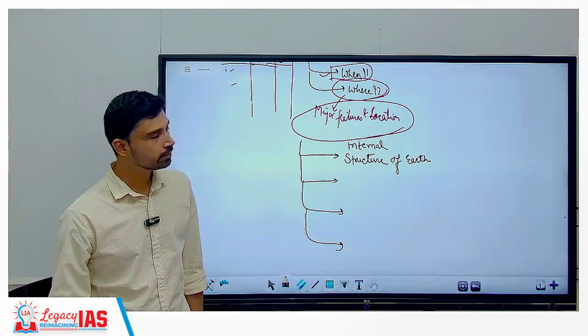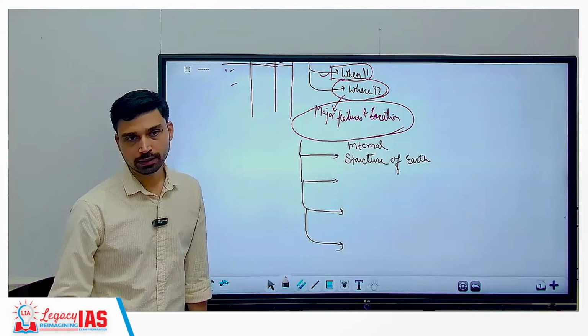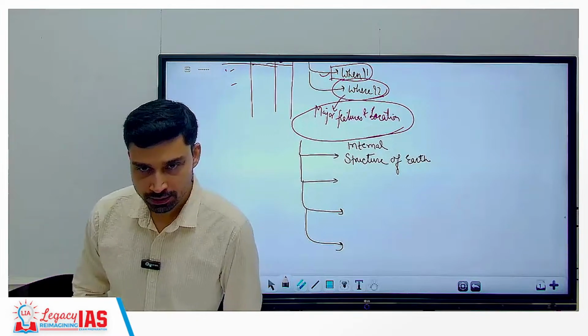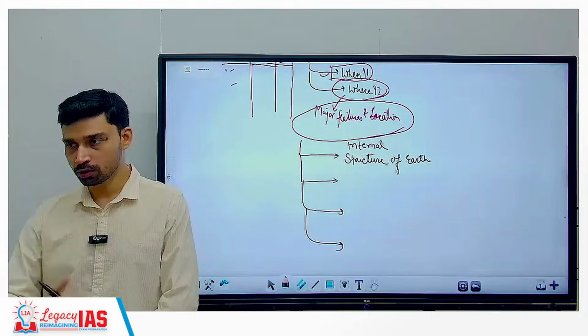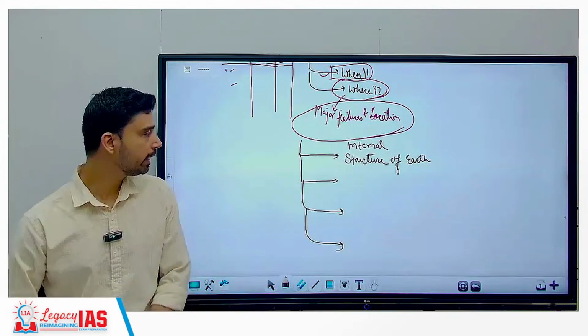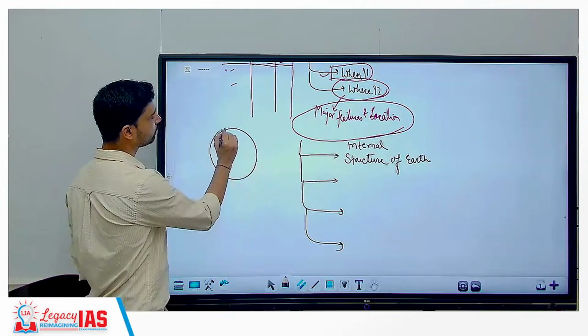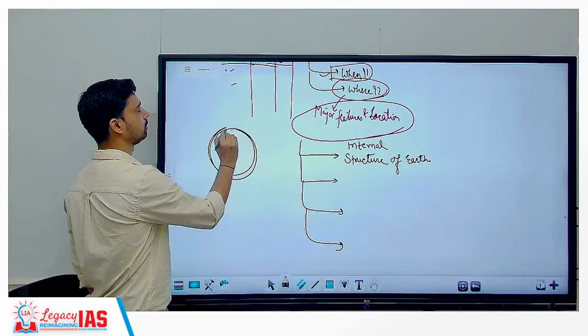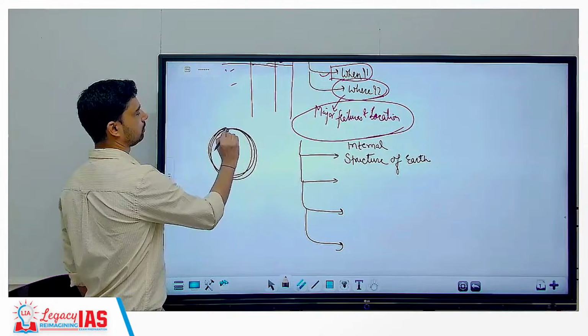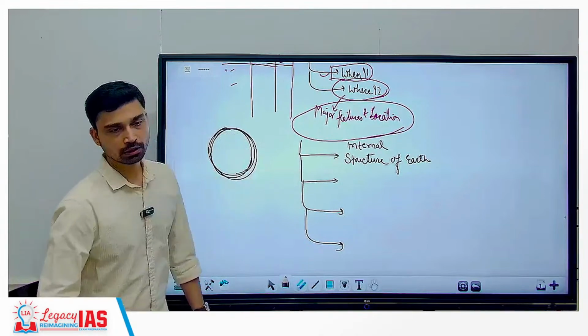Okay, because earth is not hollow from below. Earth has solid landmass inside also. So basically, what is the radius of the earth? Do you remember? Suppose this is our earth. First part is, what is the shape of earth? Sphere. Earth is spherical shape.